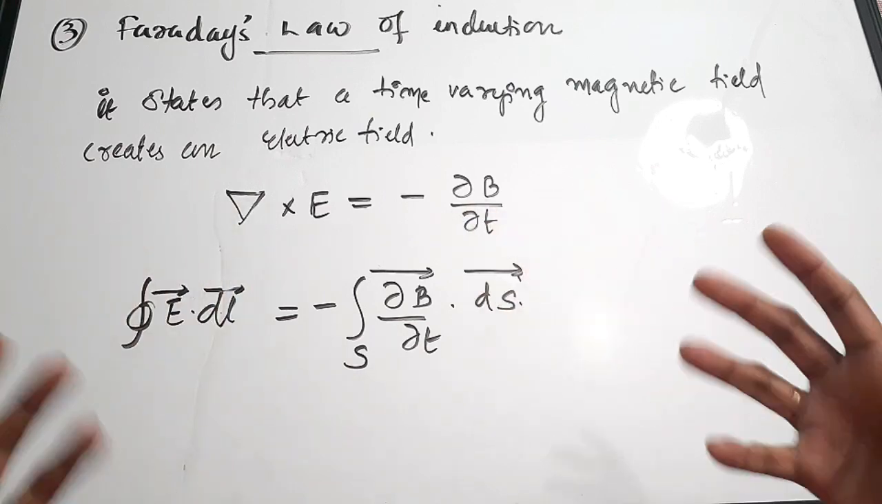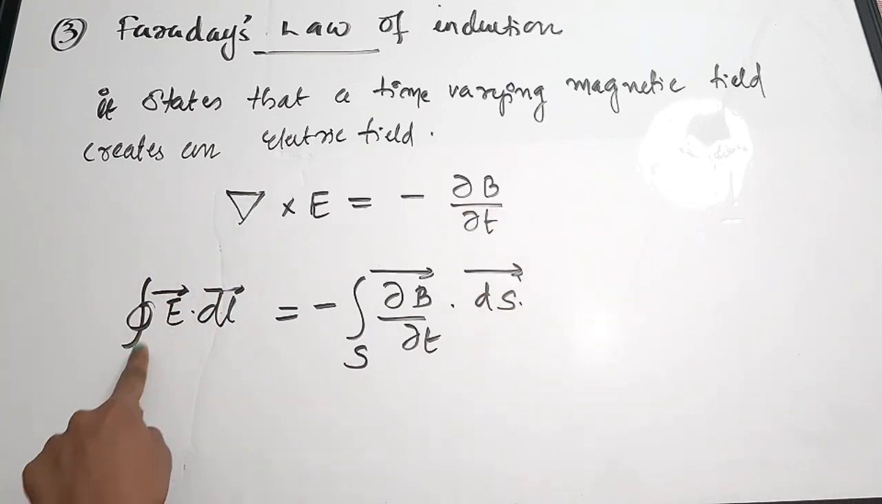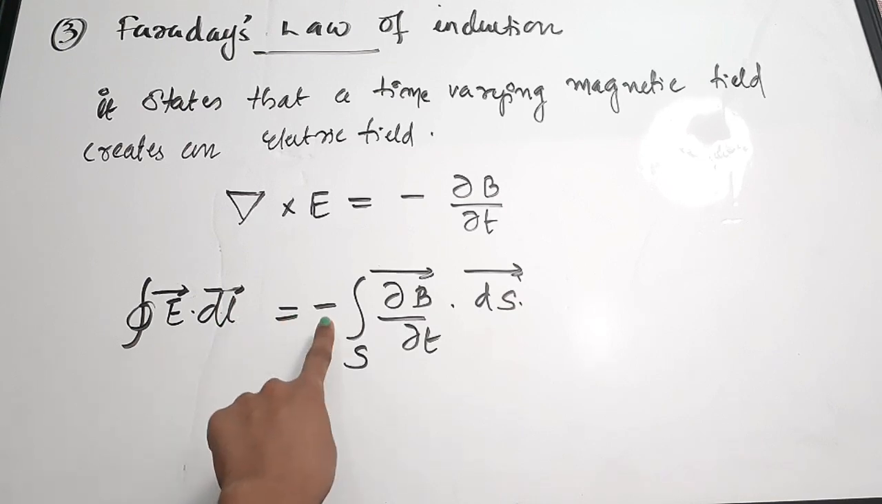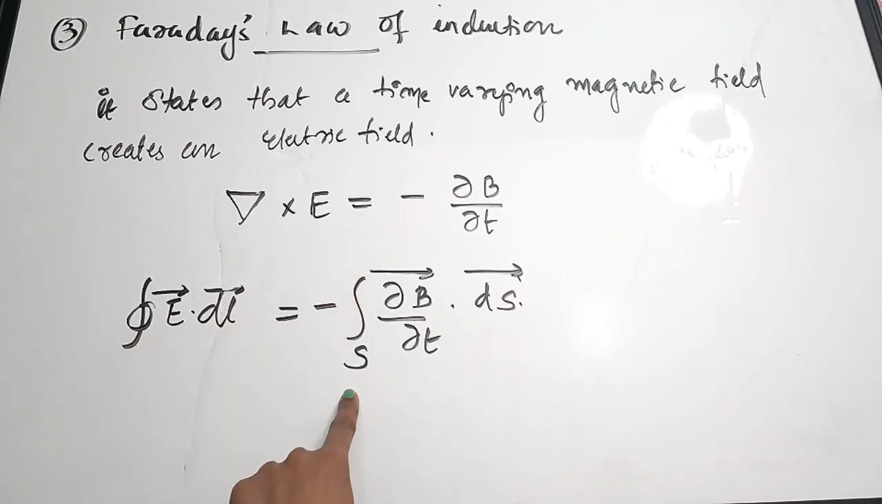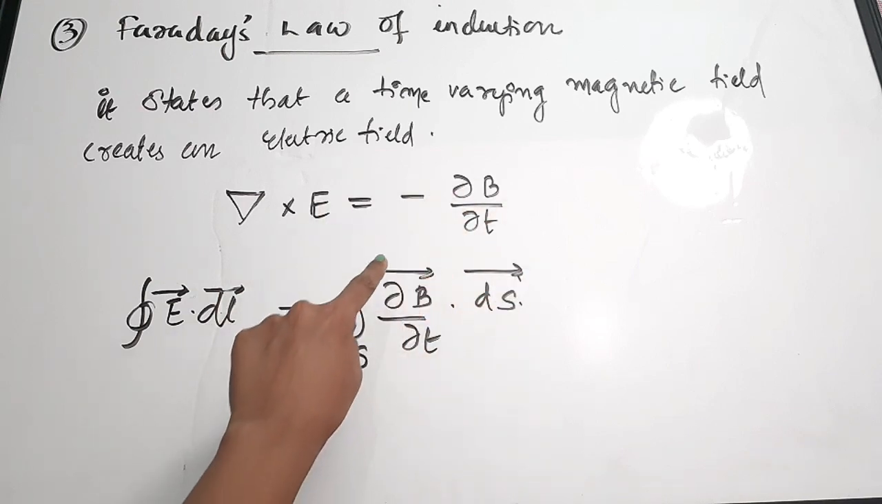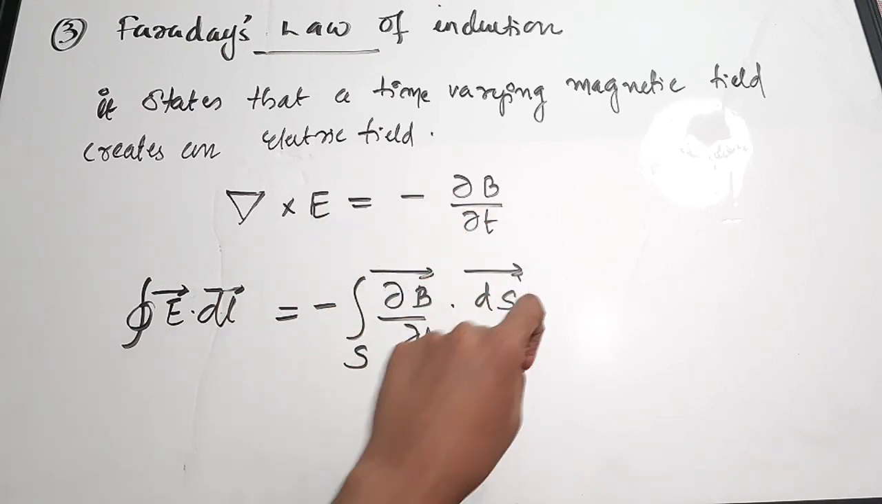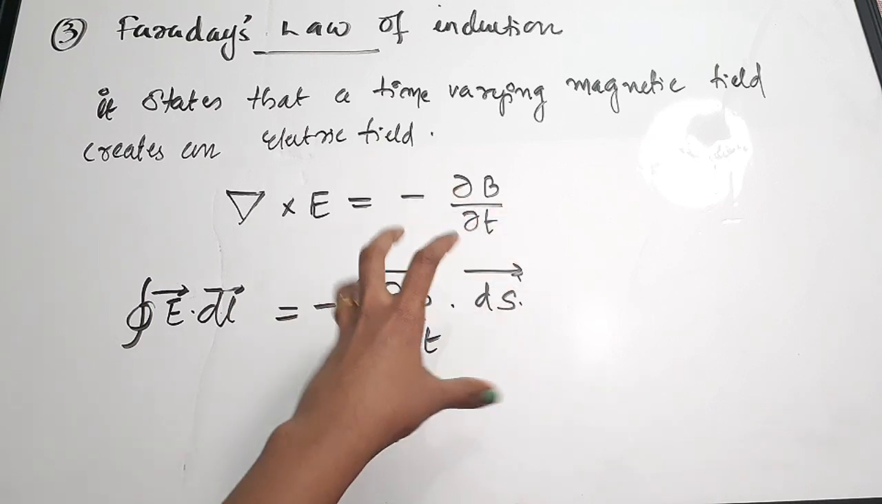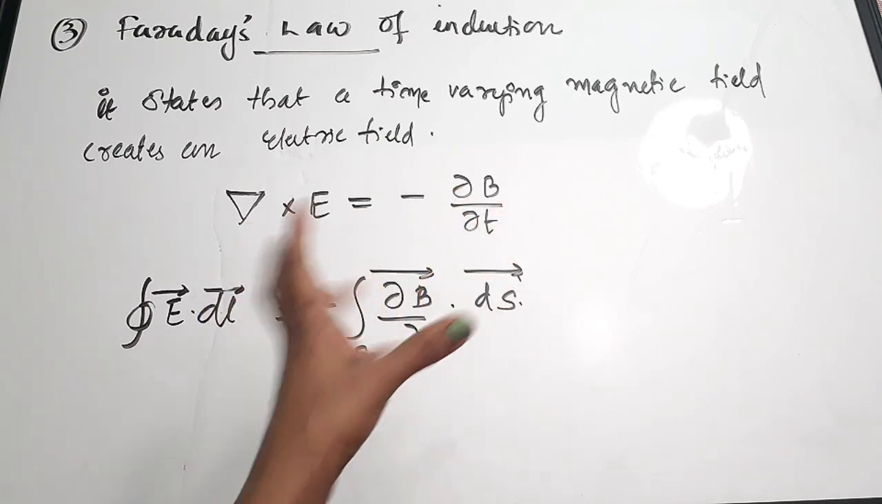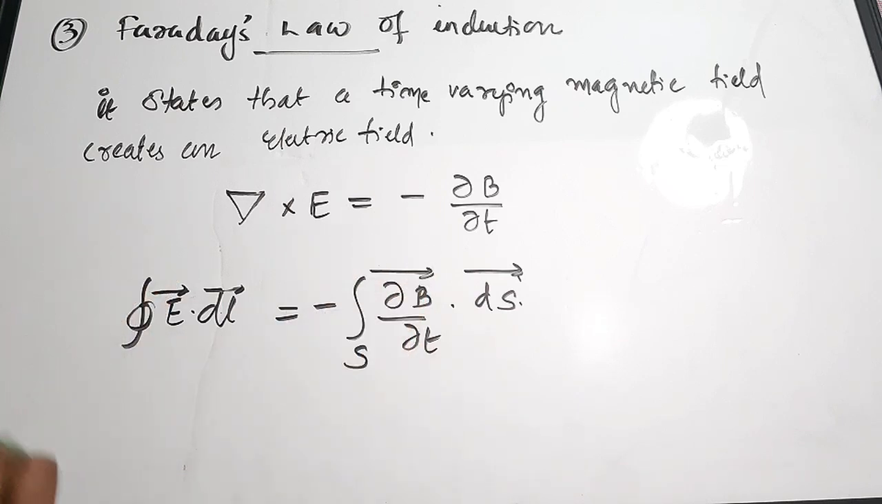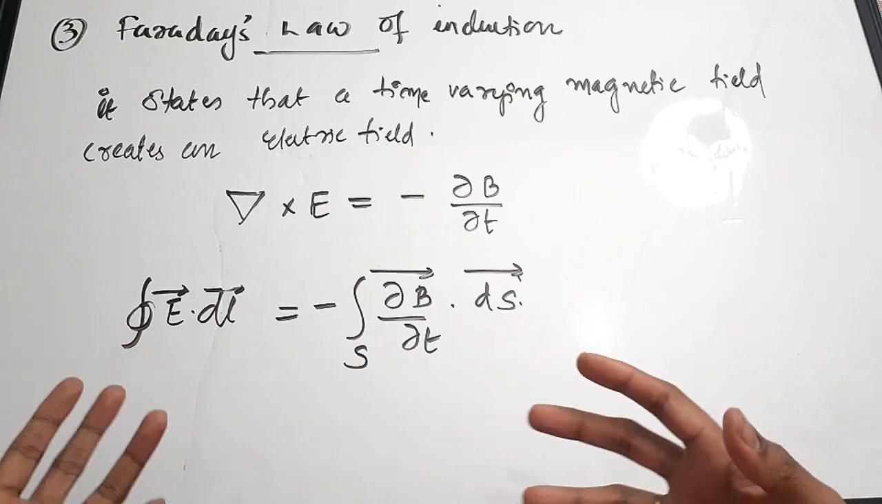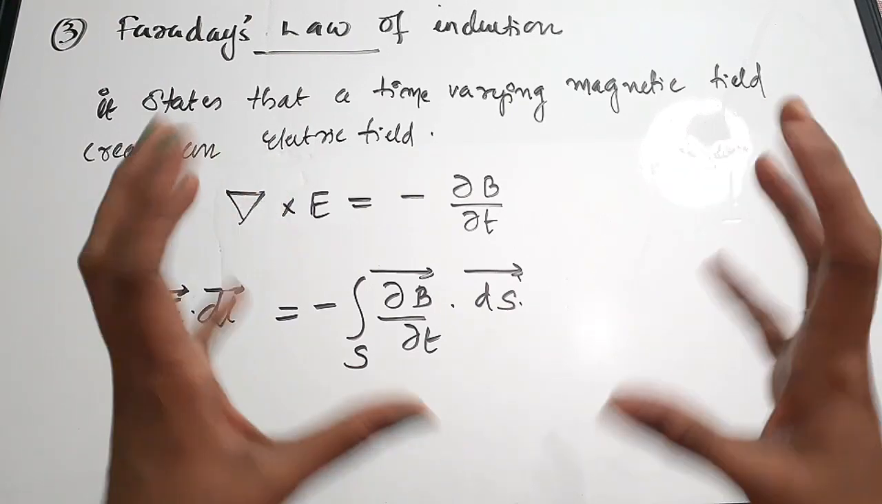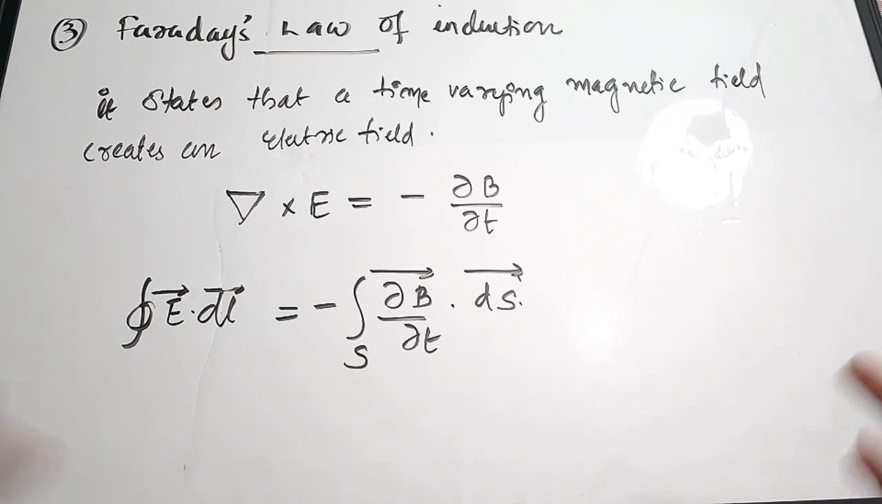Okay, so that is the integral form explained. Here, the integration over a closed loop, E dot dl, is equal to minus the surface integral, that is integration over the surface, of dou B by dou t dot dS. So this is the time-varying flux through that closed surface, and this is the work done to move a charge. So Faraday's law is nothing but the relation between the electric field and the magnetic field. It states that a time-varying magnetic field can create an electric field. That is the brief of Faraday's law of induction.